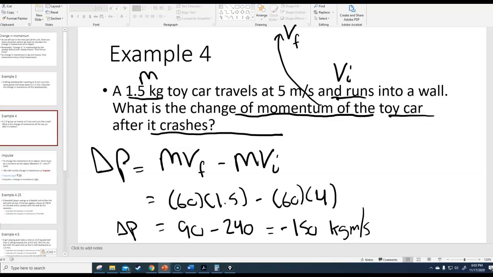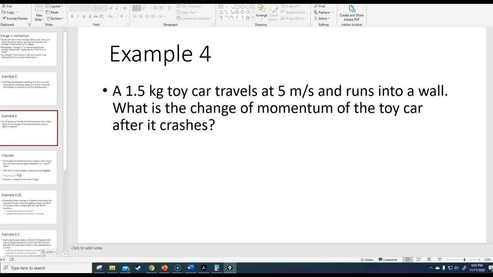Okay, example 4. Example 4 says a 1.5 kilogram toy car. Right off the bat I see that's the mass of the toy car. Travels at 5 meters per second and runs into a wall. What is the change in momentum? So once again, I'm asked for change in momentum, delta P, of the toy car after it crashes.